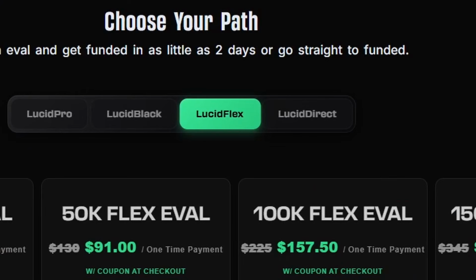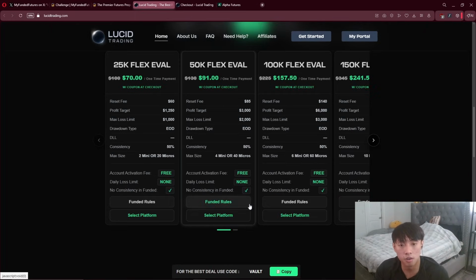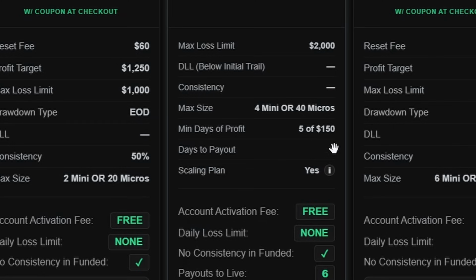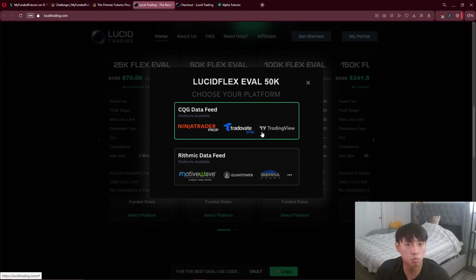But the Lucid Flex account is literally just the core account from My Fund of Futures, but even cheaper. So you guys could literally get a 50K core account for $65, and I'll show you guys proof, right? Like I said, it's pretty much the exact same rules as My Fund of Futures. There is no activation fee, right? 5 days to pay out, 5 minimum winning days, 90% profit split. So I'll show you guys really quick right here.